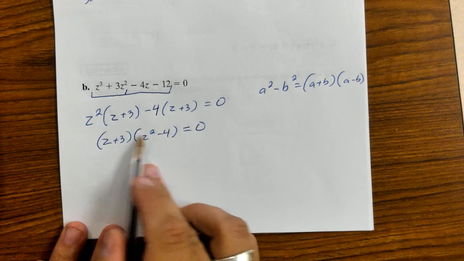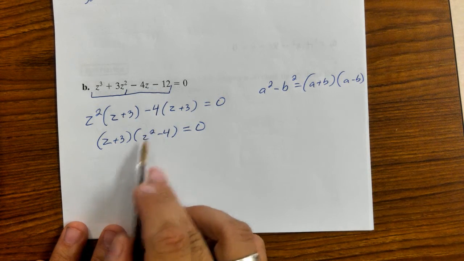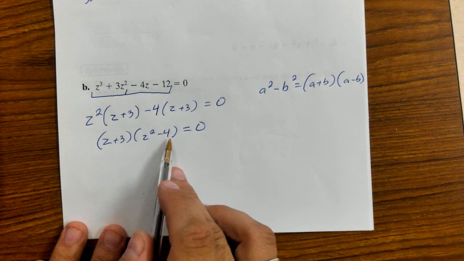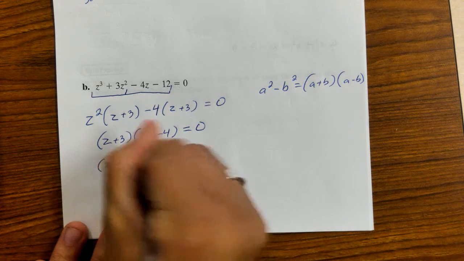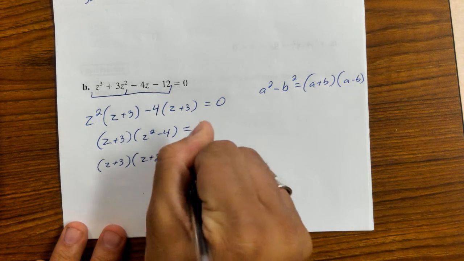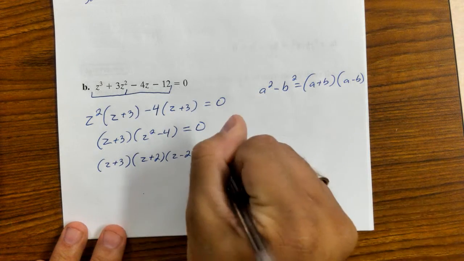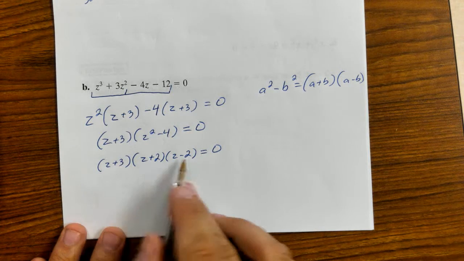Our a value from this problem would be z. Our b value would be 2. Square root of z squared is z. Square root of 4 is 2. So we would write z plus 3 times z plus 2 times z minus 2. Set those factors equal to 0 and find our three solutions from our three factors here.